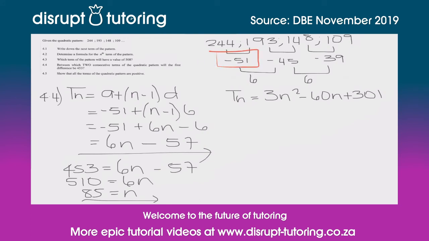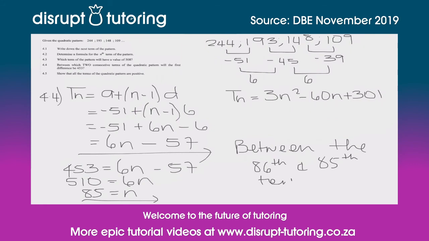The very first difference is between the first and second term. The second first difference is between the second and third term. The third first difference is between the third and fourth term. So that would mean the 85th difference would be between the 85th and 86th term. Really, really good job on this one.